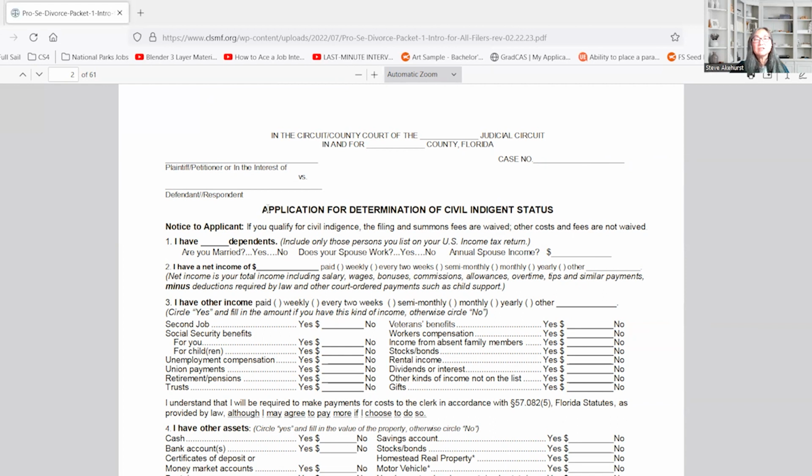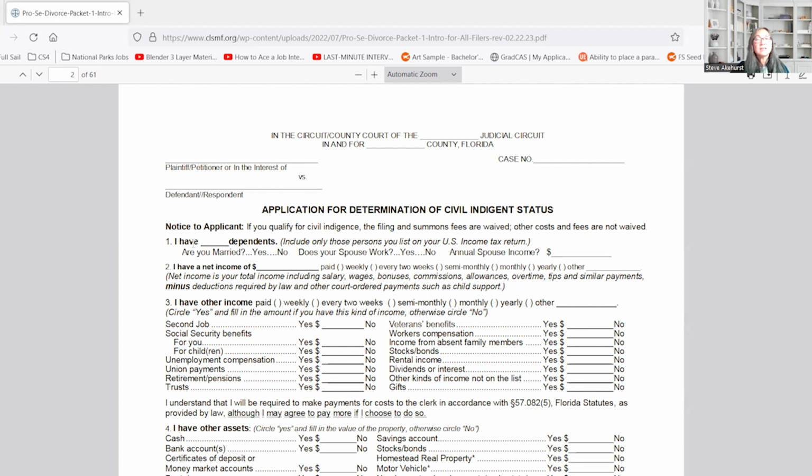And as the title suggests, it's the application for determination of civil indigent status. And it says, if you qualify, your filing and summons fees are waived, but other fees might not be waived, just to be aware. And so we'll go over each of the form. And there's some counties that charge you to file the full application. So just be aware, it's about $25 and it's a non-refundable fee.